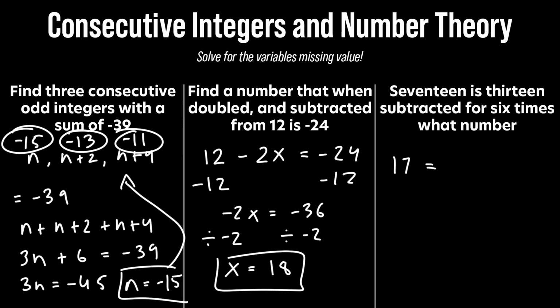And lastly, we have: 17 is 13 subtracted from 6 times what number? 17 is equal to 13 being subtracted from 6 times what number? So 6 times, let's say, y, and 13 is subtracted from it. So we have 13 here. So let's add 13 to both sides.